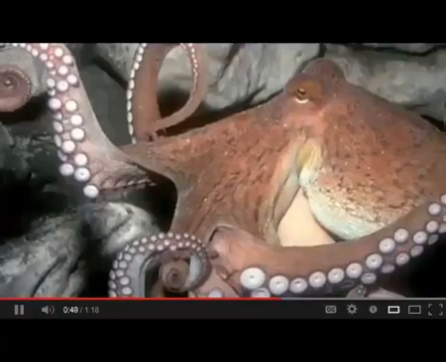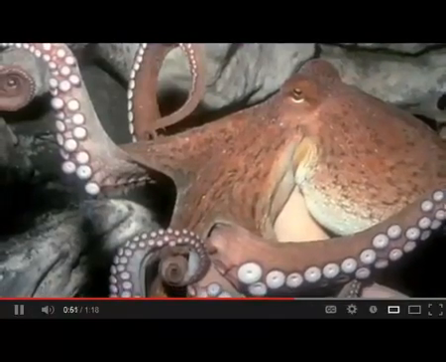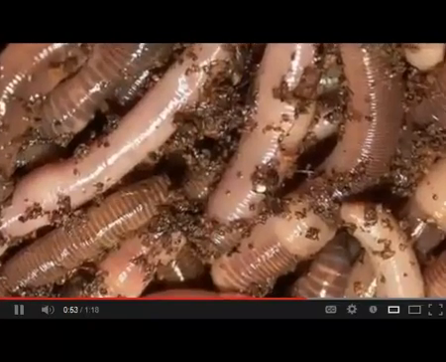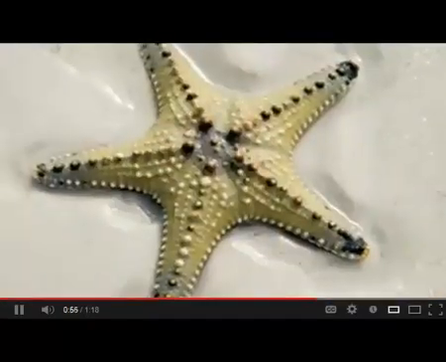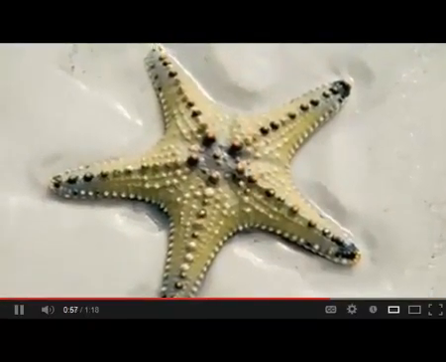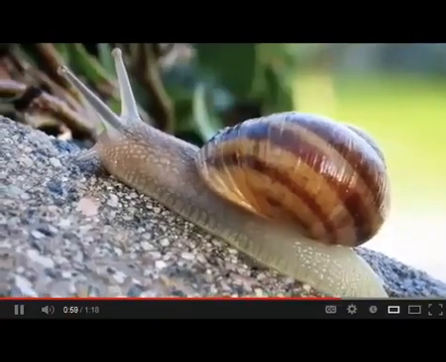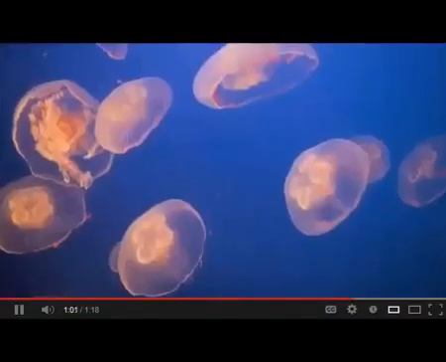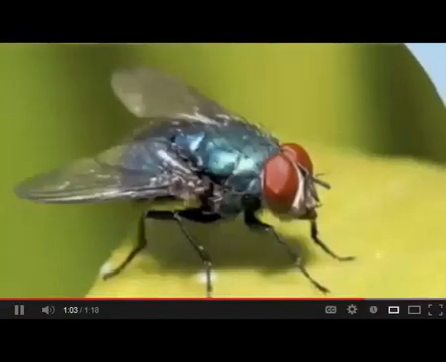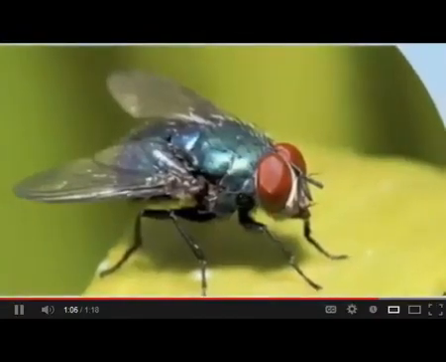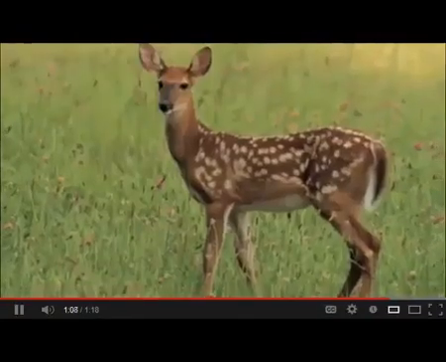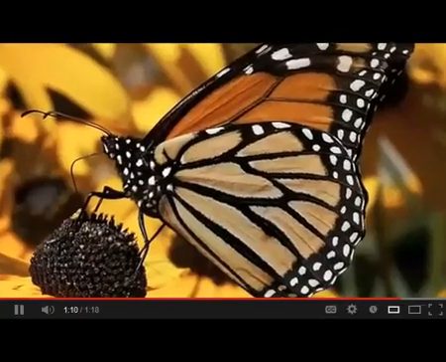Invertebrates. Invertebrates are animals with no backbone. Animals such as worms, starfish, snails, jellyfish, and insects. So the next time you see an animal outside, ask yourself, is that a vertebrate or an invertebrate?